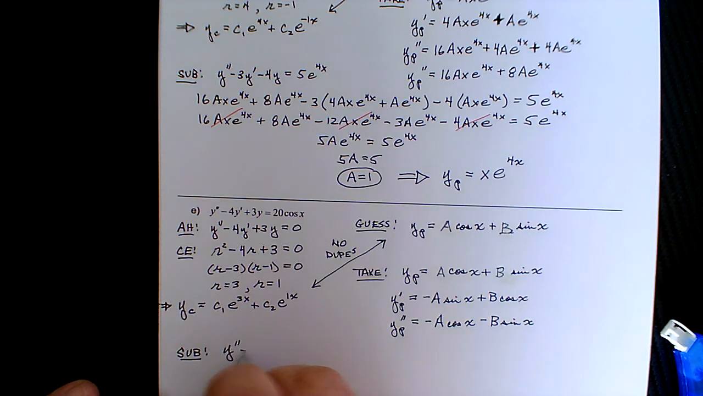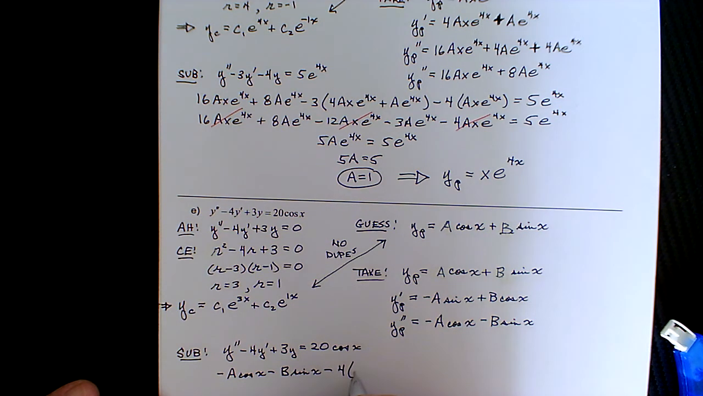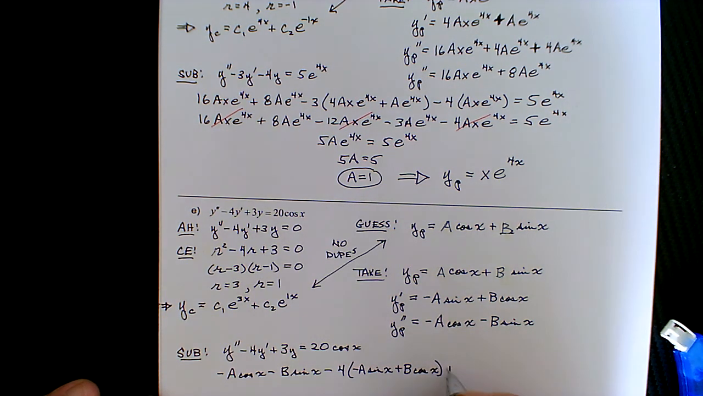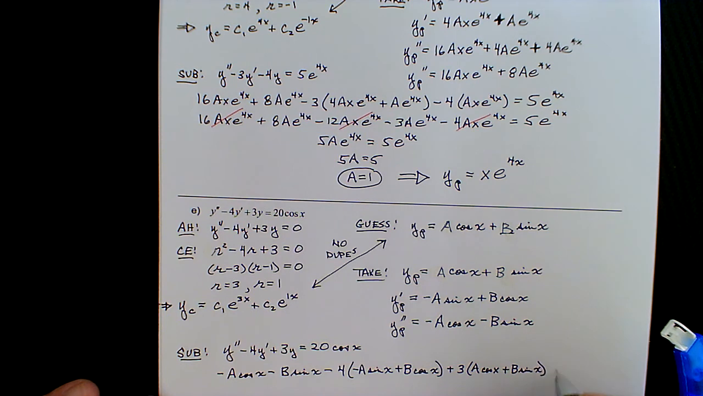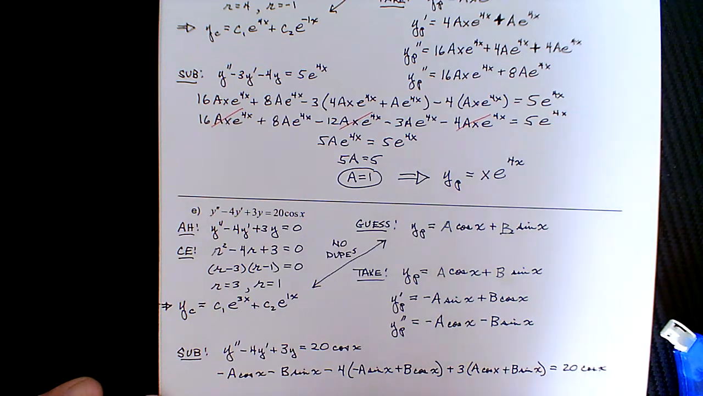And I'll rewrite y double prime minus 4y prime plus 3y is 20 cosine x. Y double prime was minus a cosine x minus b sine x, minus 4 times y prime was minus a sine of x plus b cosine of x, and then plus 3 times y was a cosine x plus b sine x, and that has to equal the 20 cosine x.